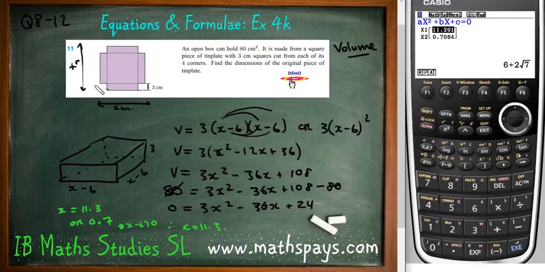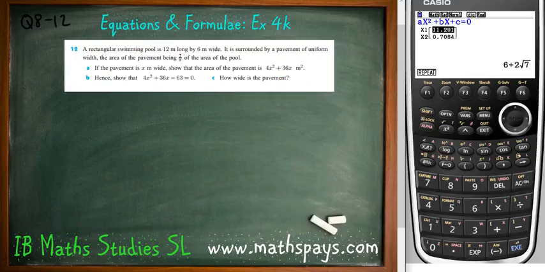Now this wants the dimensions of the original tin plate. So the original template is the x and the x. So in this case, therefore 11.3 centimeters by 11.3 centimeters. Alrighty guys, one question to go.